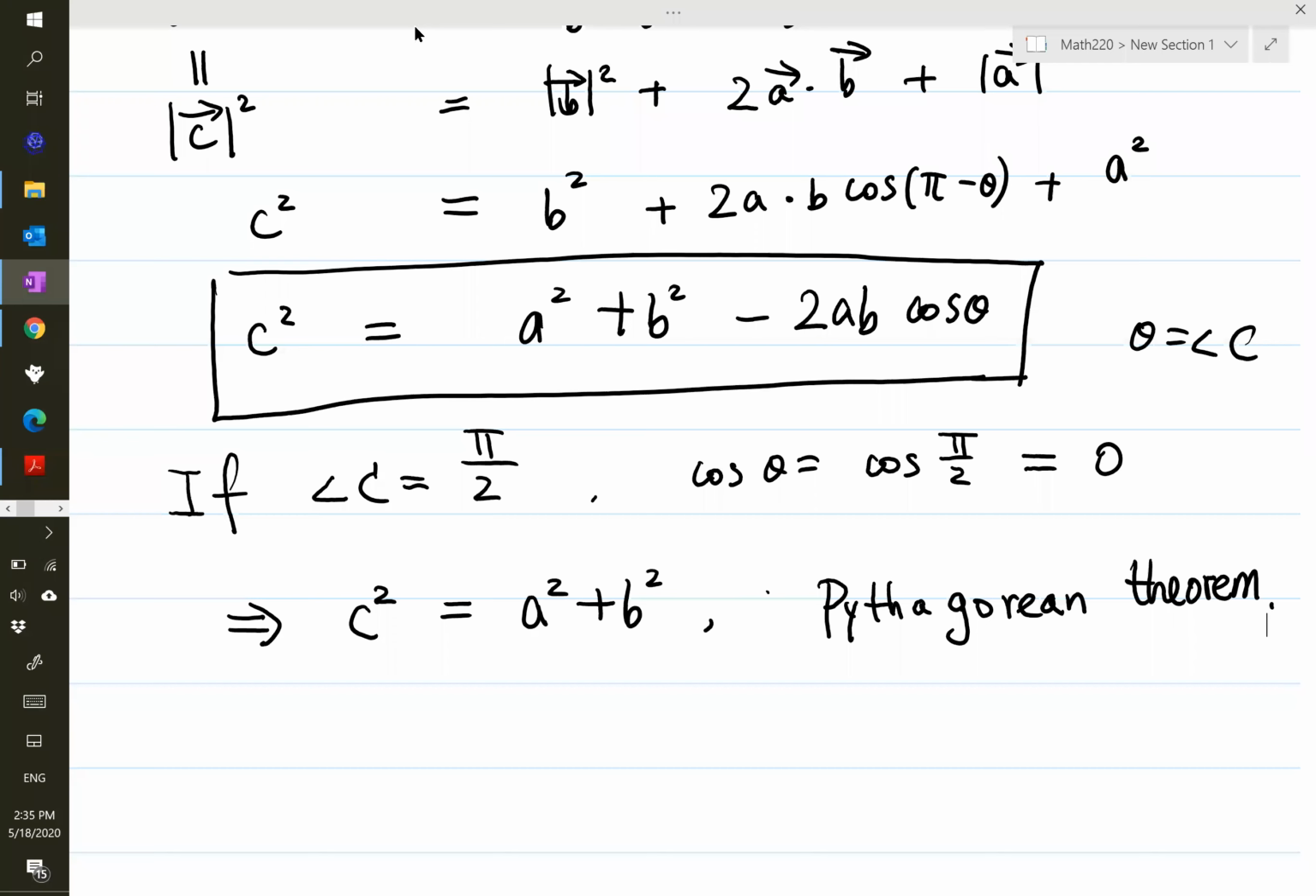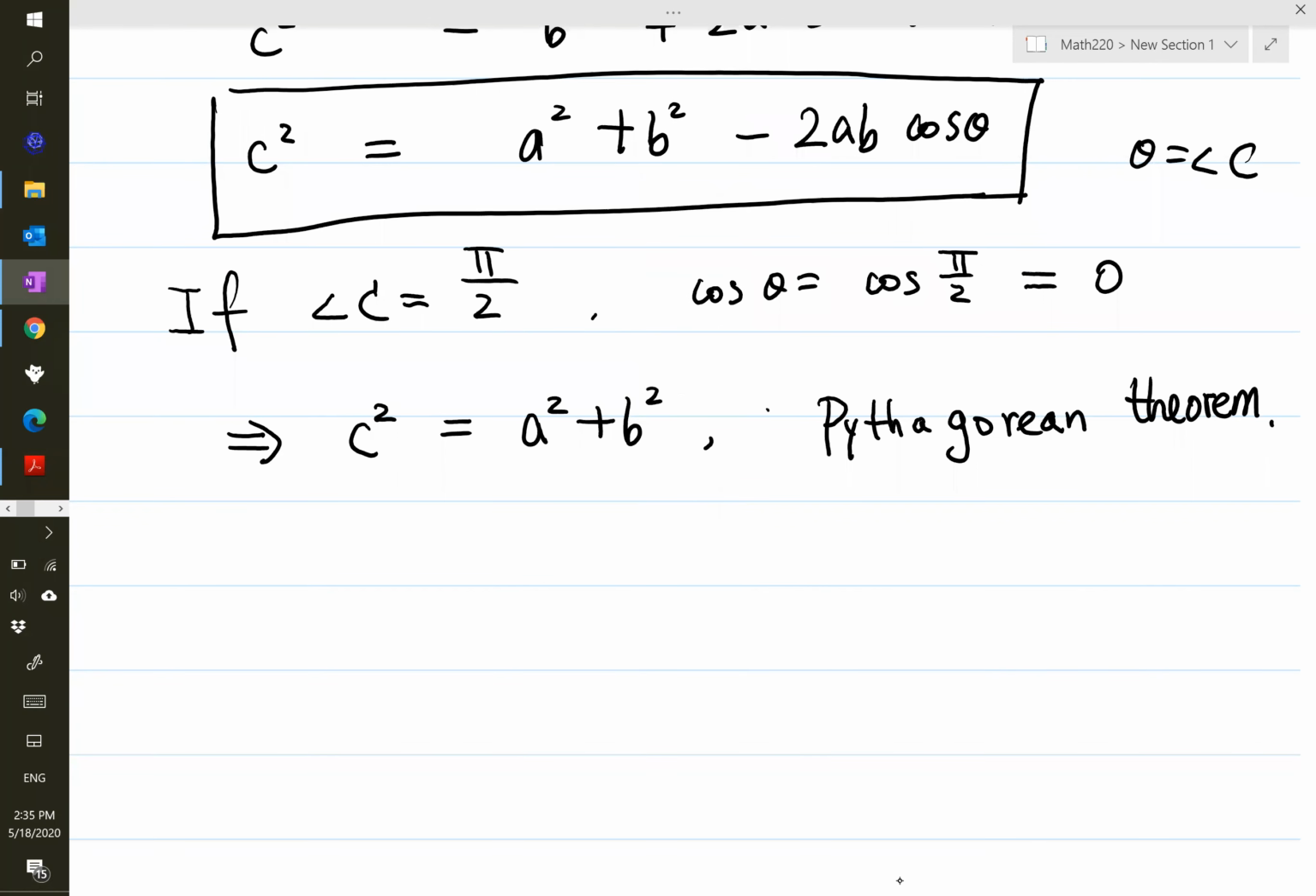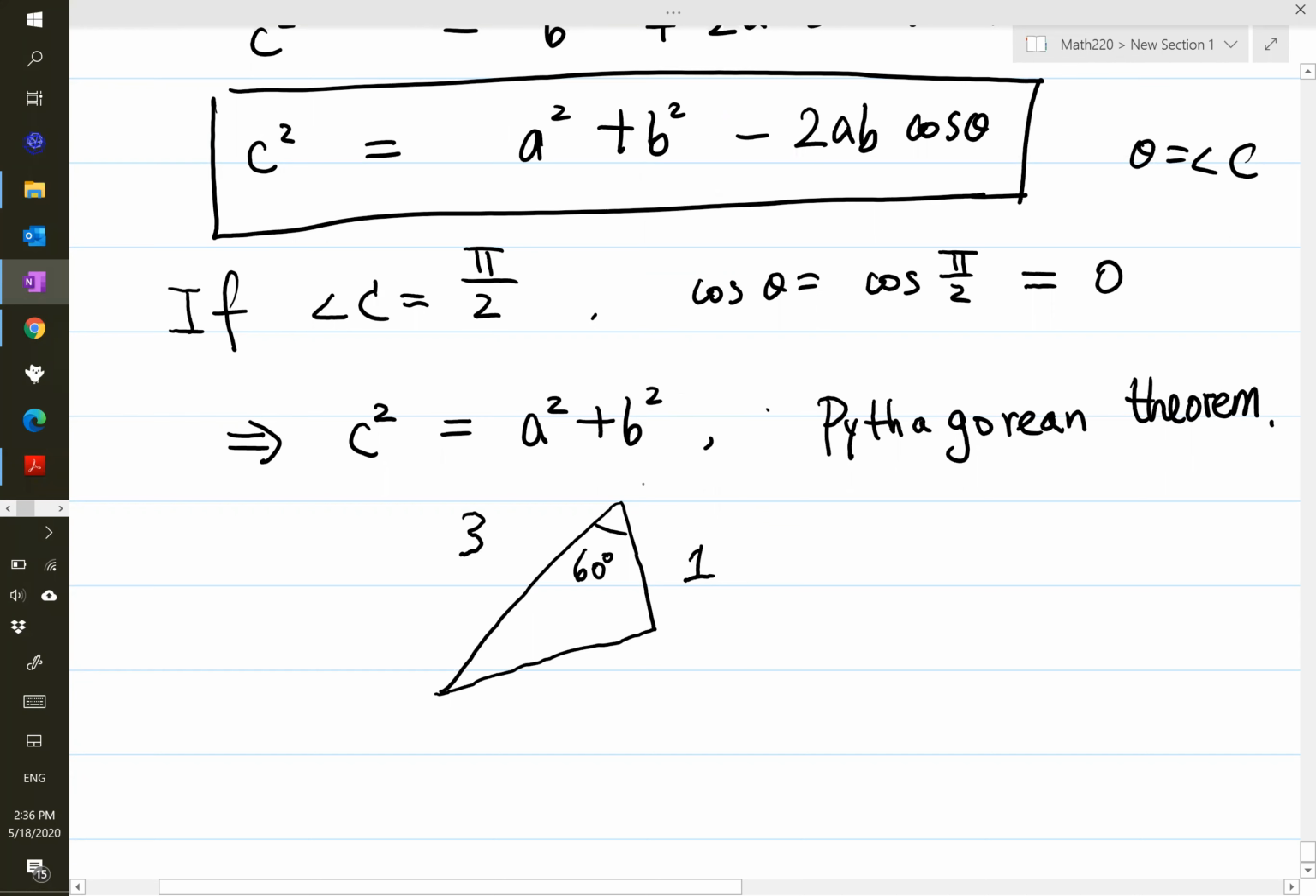Using this, from two sides and one angle, you can determine the length of the other side. For instance, this is a triangle ABC. AC is 3, BC is 1, and angle ACB is 60 degrees. Find AB. Solve this triangle.